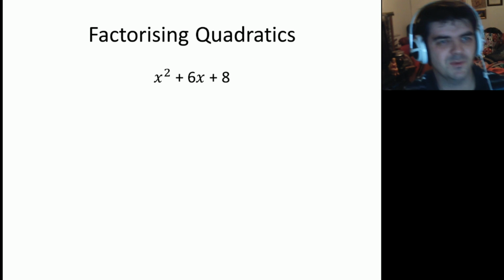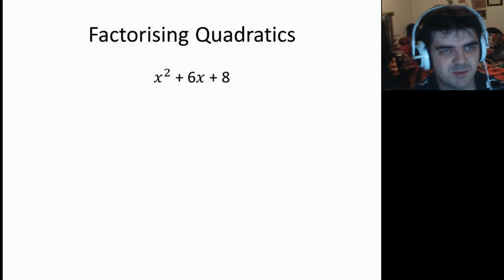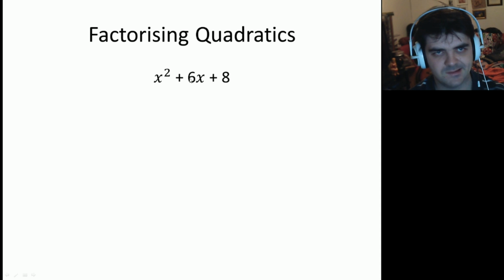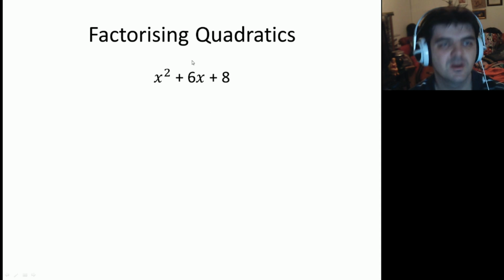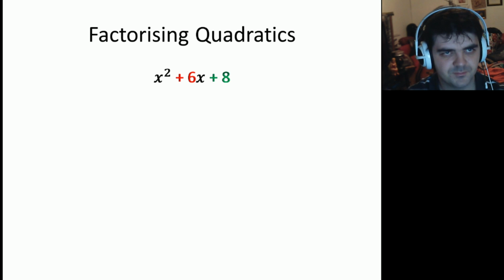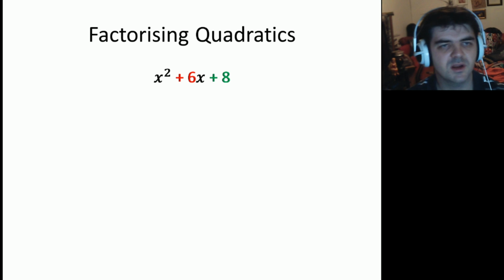Okay, so we've got an expression like here, and this is called a quadratic expression. A quadratic expression is one that has not just an x term, but an x squared term. Now, in some cases you'll find that the x term is actually zero, but we'll come on to those in a while. But you're going to have an x squared term, an x term, and a number. And we want to get it in the form where we get them in two brackets side by side that you might have seen. So we've got an x squared term, a plus 6x and an 8.